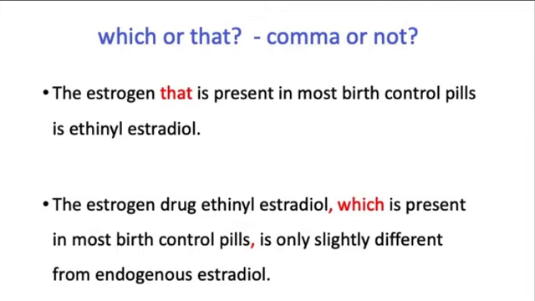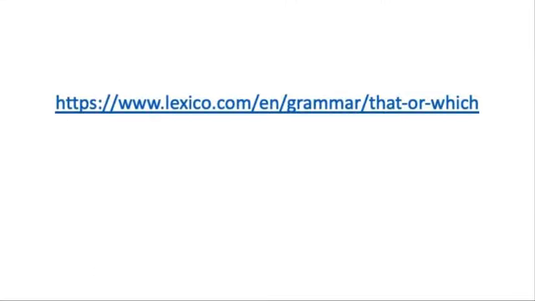The estrogen that is present in most birth control pills is ethinyl estradiol. The estrogen drug ethinyl estradiol, which is present in most birth control pills, is only slightly different from endogenous estradiol. And if this all went a bit too fast, you can check it out again through this link with different examples.